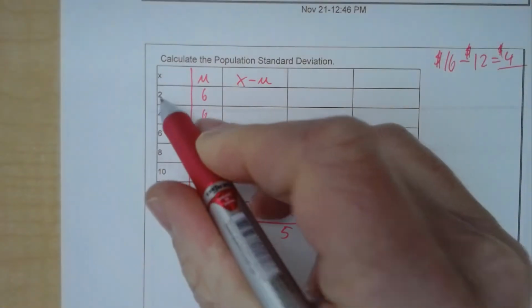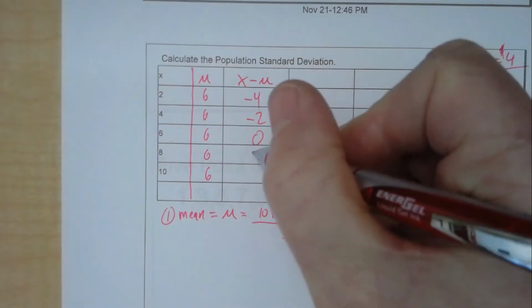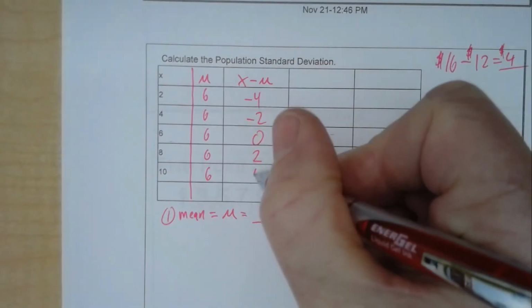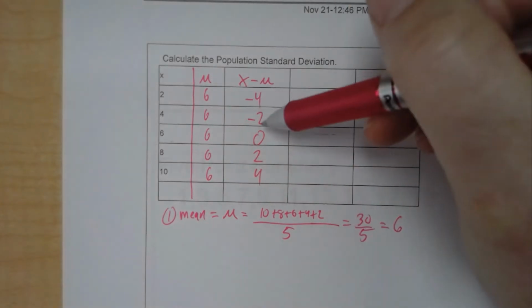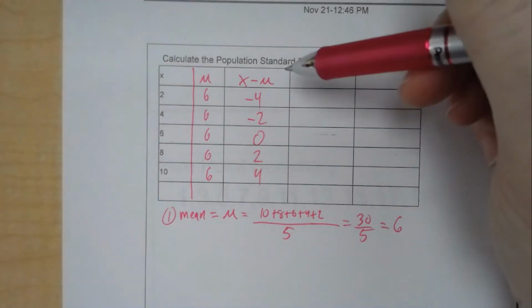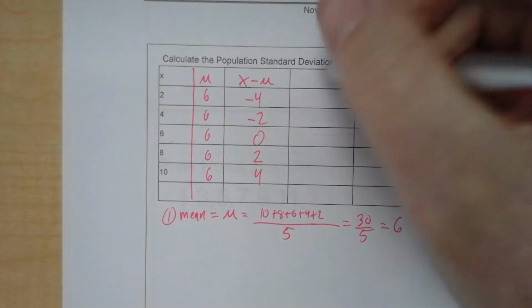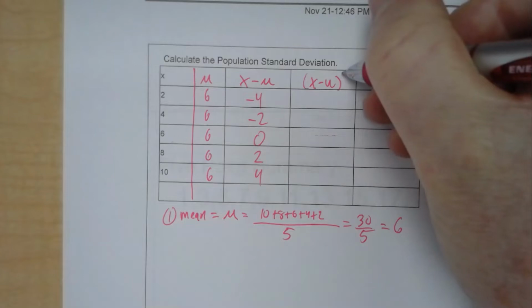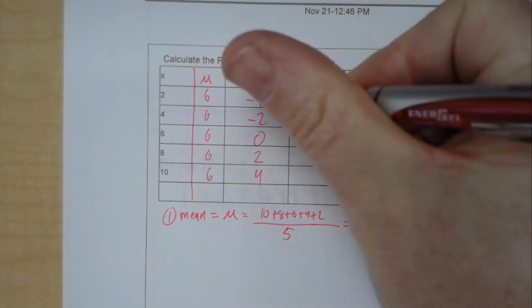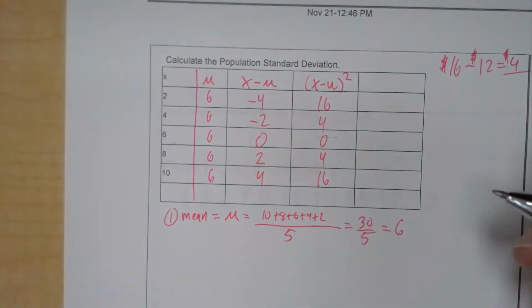So we subtract, and we get -4, and we get -2, and we get 0, and then we get 2, and we get 4. Now, when you subtract, sometimes you're going to get positive numbers and sometimes negative numbers. So to compensate for that, we square it. So our next step is x minus mu squared. Negative 4 times negative 4 is 16, then 4, 0, 4, and 16.